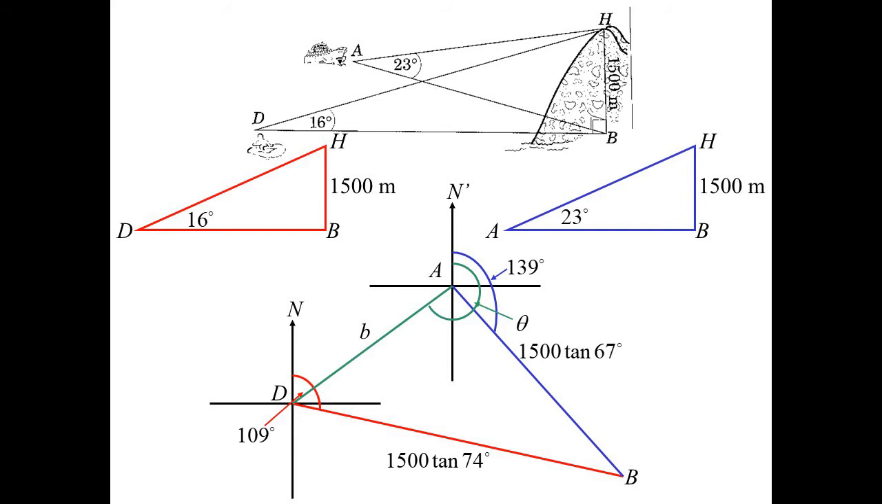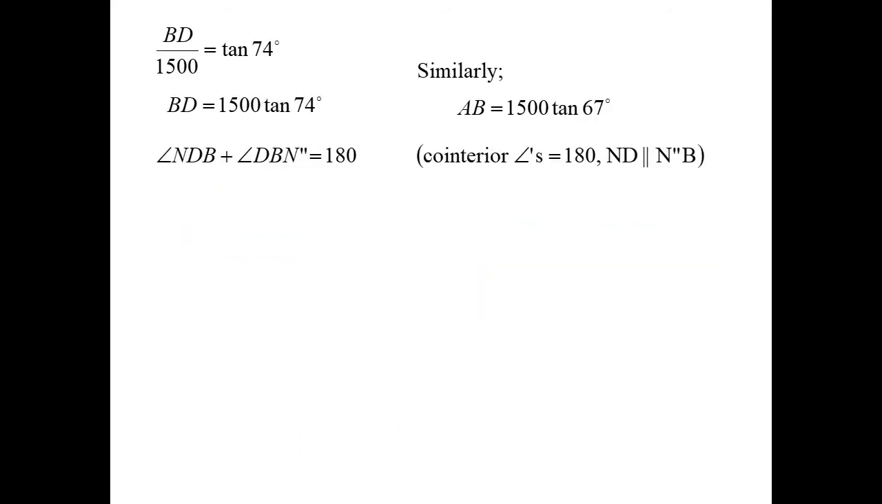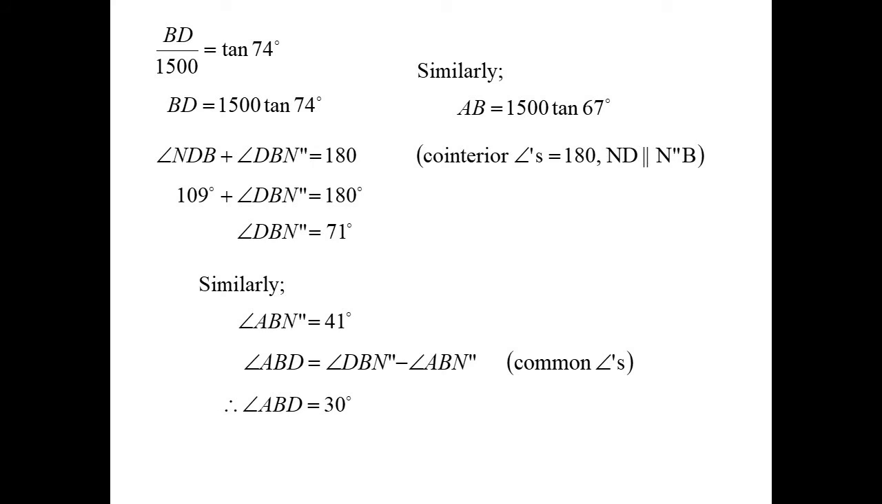If I've got an angle, I could use a cosine rule. Can we work out an angle from the information we've been given? There's a compass there. Bit of geometry, we're going to work this thing out. So angle NDB plus angle DBN double dash, I've called it, they're going to add up to 180. We've got co-interior angles. So I can work out the angle DBN double dash is 71 degrees. I could do a similar one and come up with ABN double dash. That'll be 41 degrees. Well, ABD will be the difference of the two. So ABD is 30 degrees.